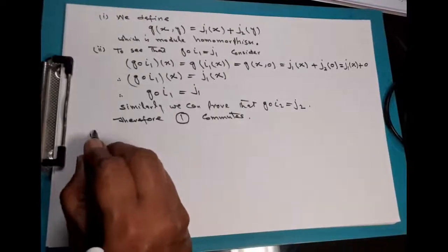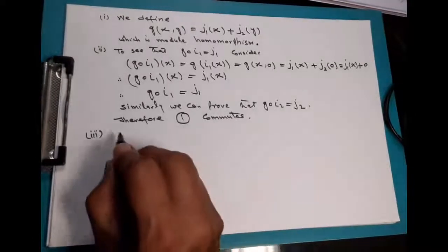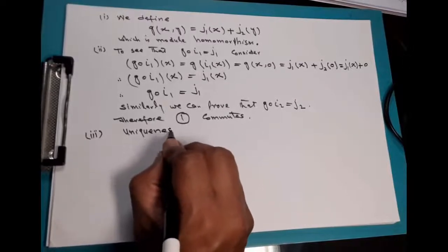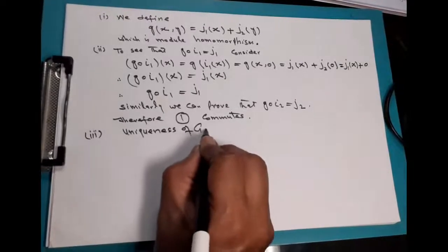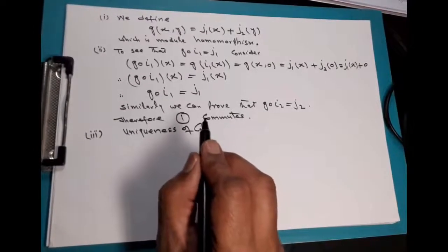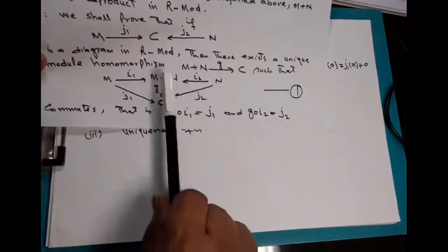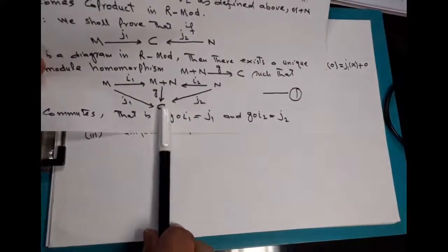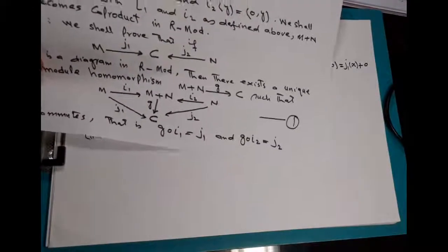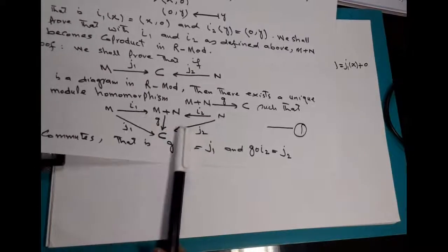And thirdly, we have to establish that G is unique. So, uniqueness of G. In order to establish uniqueness, we take another module homomorphism from M plus N to C, so that this diagram commutes, and we will prove that this module homomorphism is equal to G. So we take H, which will become equal to G.